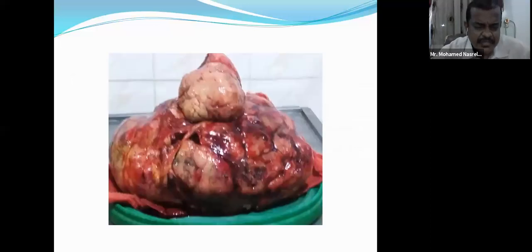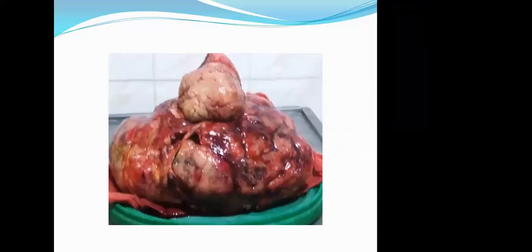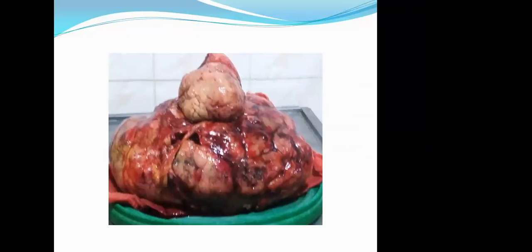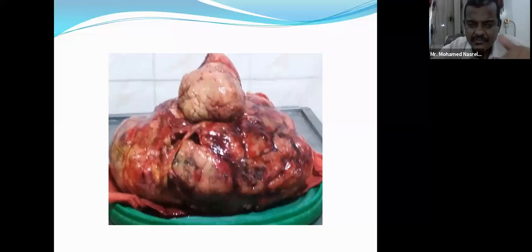Unfortunately, there were no photos from the operation, but this is the tumor. Also in this picture, the part of the stomach is on the other side of the tumor. It's a huge tumor, 30 centimeters in its length, and it weighs around 11 kilograms.